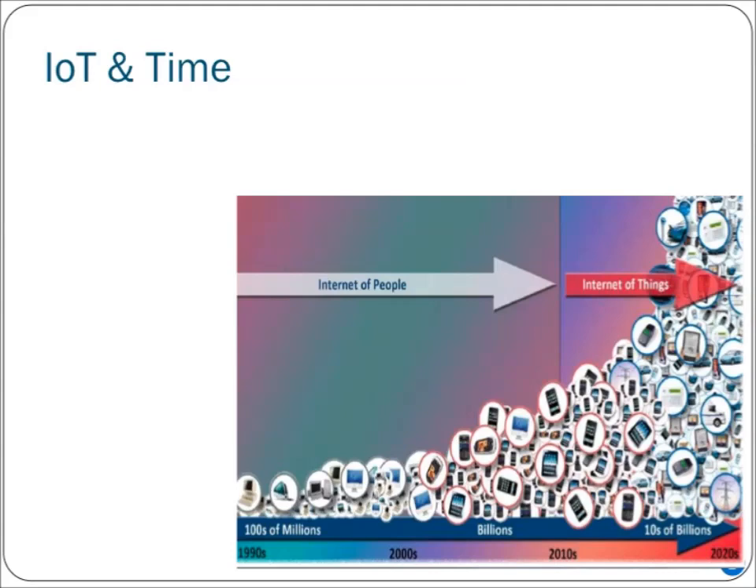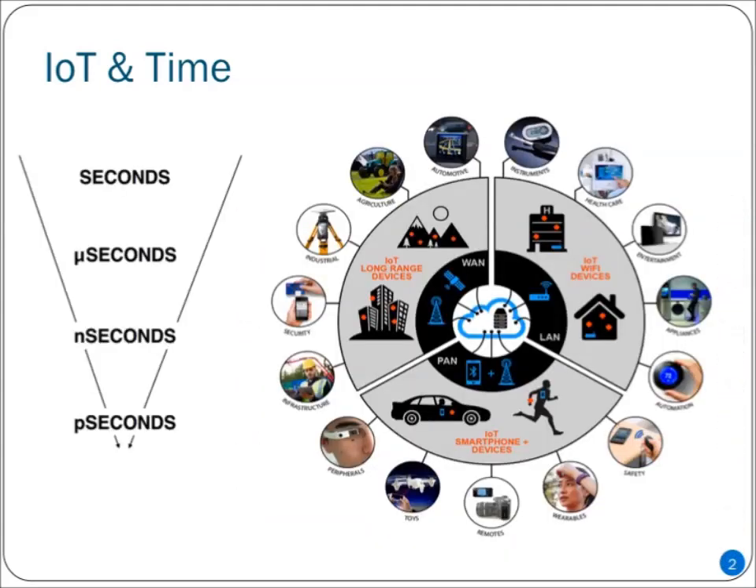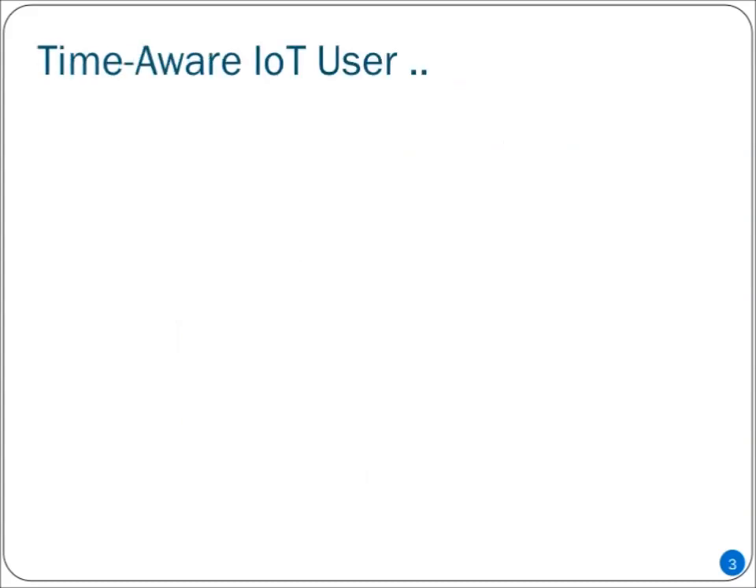As you know, the IoT requires different levels of time. For example, some of them require seconds, microseconds, nanoseconds. So you have to provide different levels of synchronization. What we target is the time-aware IoT user.